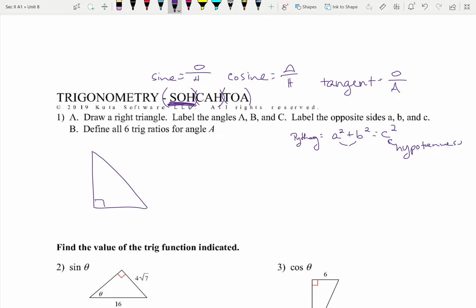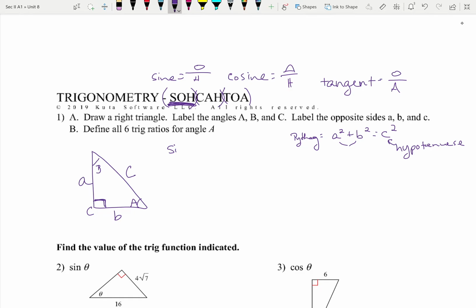So when you are creating a generic right triangle, you need to make sure that the right angle, which is going to be connected to the hypotenuse, is angle C. Then you can just pick an A and B. Okay, I'm going to make this one A, and I'm going to make this one B. So then you label the sides to correspond with the angles. So notice that C is directly across from the right angle. So that means that side B would be directly across from angle B, and then side A would be over here. So define all 6 trig ratios for angle A.